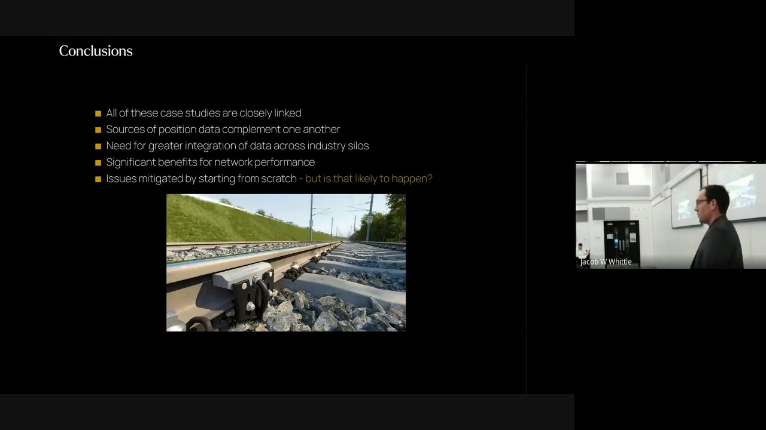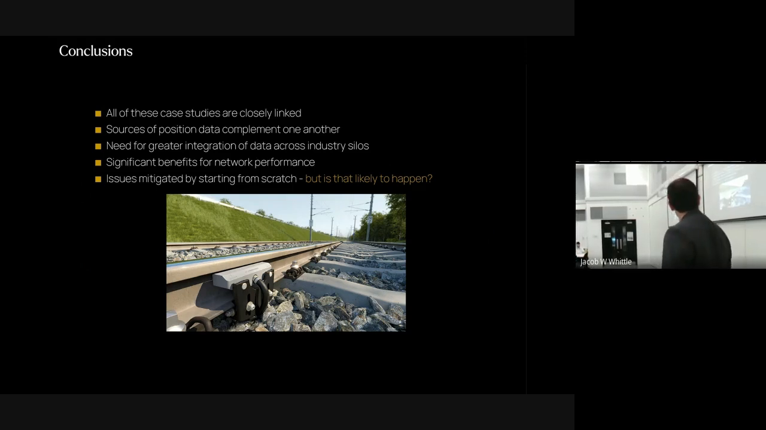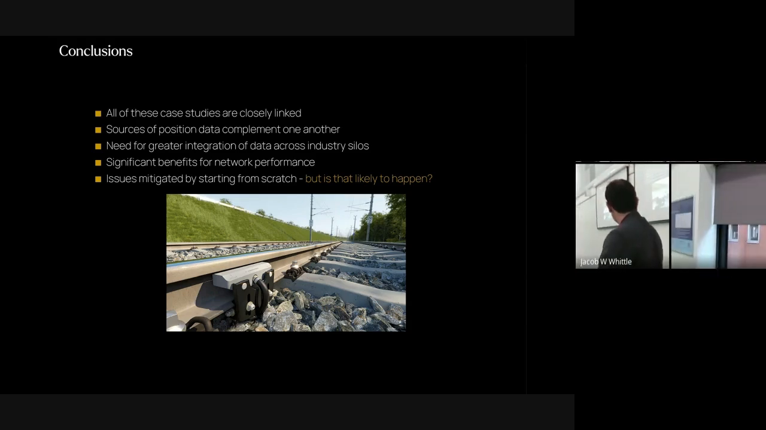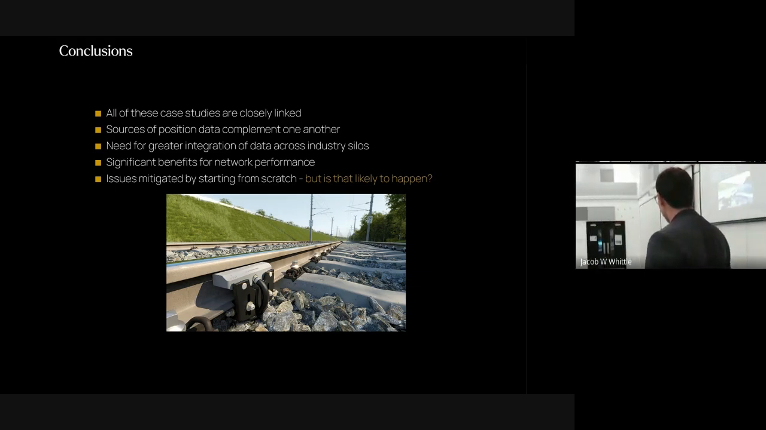To conclude, I've very briefly introduced three very big case studies. And the sources of position data that they all rely on do complement each other quite well. Again, it's been talked about a lot this week already. There's a big need for more integration of the data across industry silos, especially where it's not traditionally being communicated. And it may have really big benefits to network performance if we can understand more about where trains are, where they're going, how they're going to get there, how long it will take.